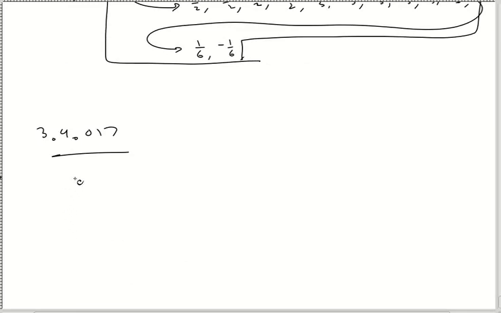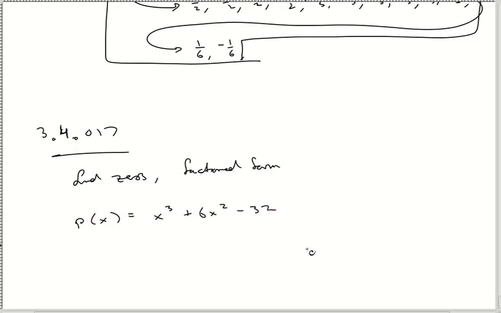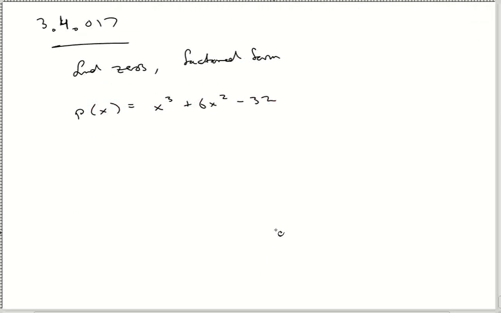Okay, next question. That's a 4, by the way. We're in 3.4. So it says find all the zeros and then write in a factored form. That's at the end. So we got p of x is equal to x cubed plus 6x squared minus 32. And they say, go, figure out, solve for x.